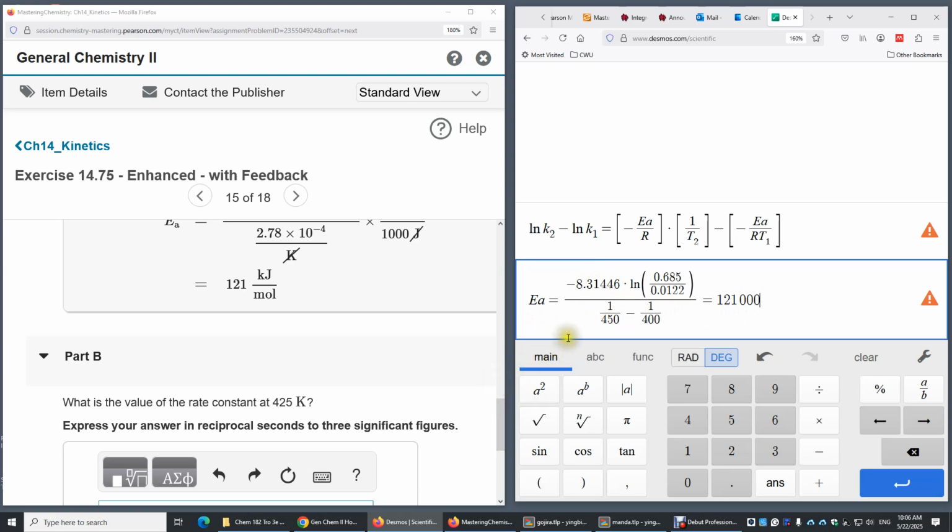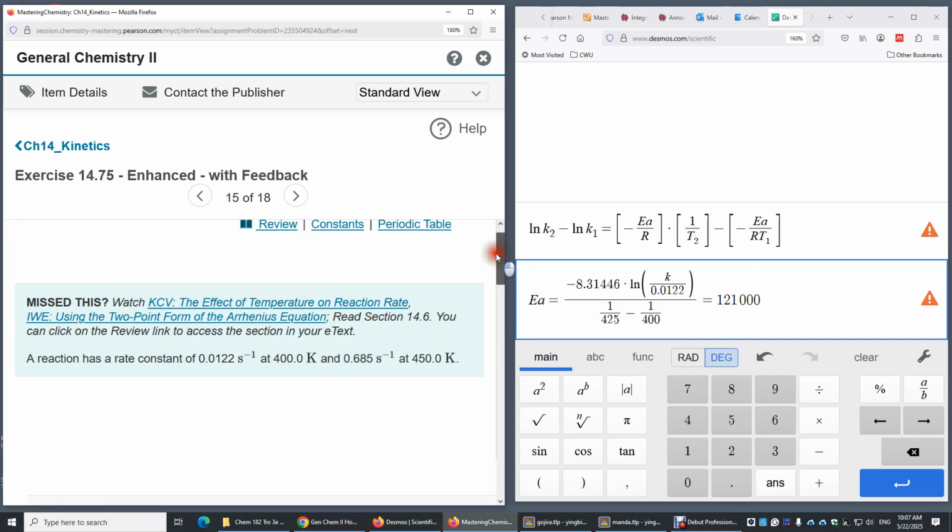And now what I will do is this, 425 Kelvin. So I'm gonna change this temperature to 425, and this becomes the unknown. Now I'm gonna have to solve the value for K, and that will be the rate constant at 425 Kelvin. Before we do any calculation, we know that temperature 425 is between these two, so the value of K should be between 0.0122 and 0.685. It should be in between.